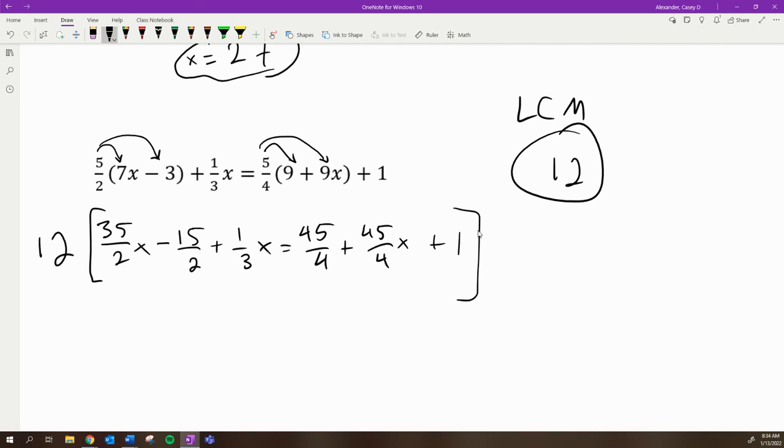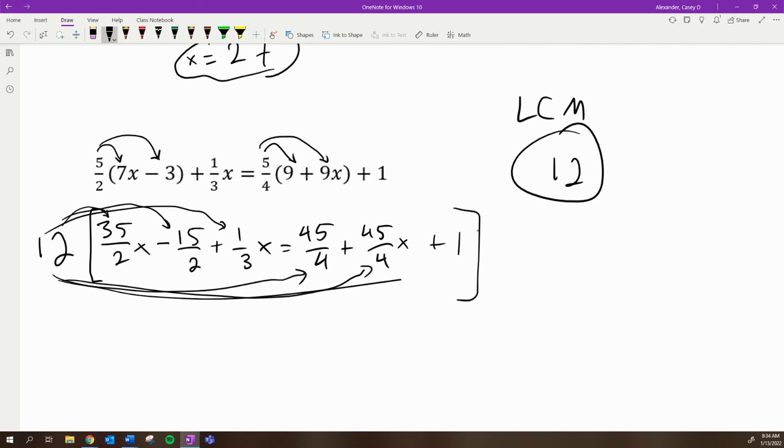Now, I'm not going to do this. It's up to you. You would multiply each and every term by 12. And the halves will go away, the thirds will go away, and the quarters will go away. But you can't forget to multiply this 1 by 12. I actually did that yesterday when I was coming up with the answers to this. And I was confused because it didn't work. You got to multiply every single thing by 12.